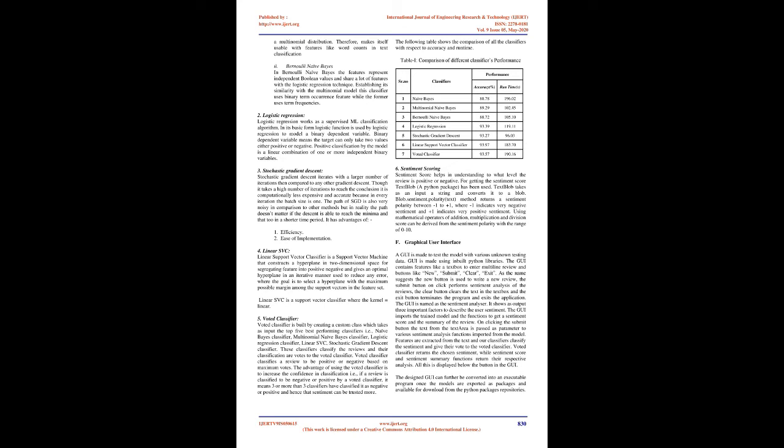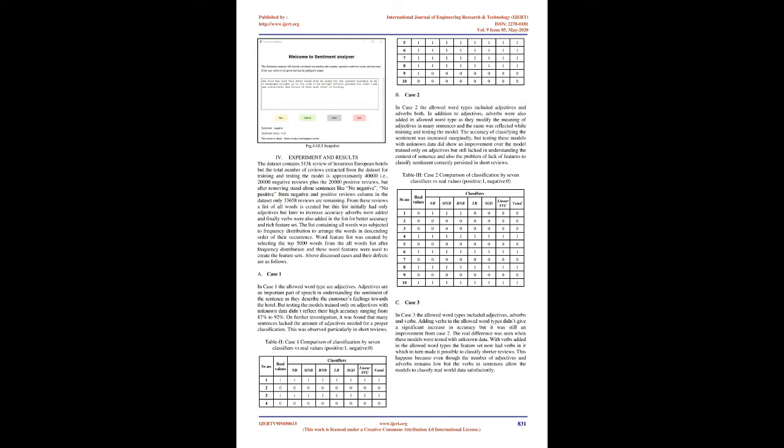5. Voted classifier. The voted classifier is built by creating a custom class which takes as input the top 5 best performing classifiers, i.e., naive Bayes classifier, multinomial naive Bayes classifier, logistic regression classifier, linear SVC, and stochastic gradient descent classifier. These classifiers classify the reviews and their classifications are votes to the voted classifier. The voted classifier classifies a review to be positive or negative based on maximum votes.